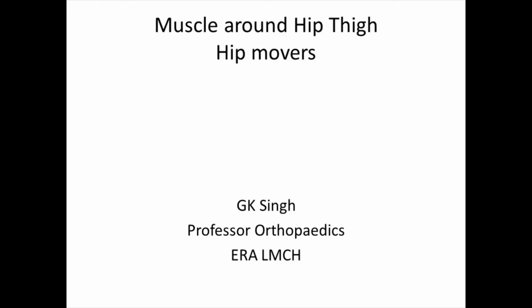Let us now start looking at the muscles surrounding the hip. That means the head, the neck of the femur and the trochanter, and arising from the pelvis, going on to the trochanter and the upper part of the femur and even the lower part of the femur.